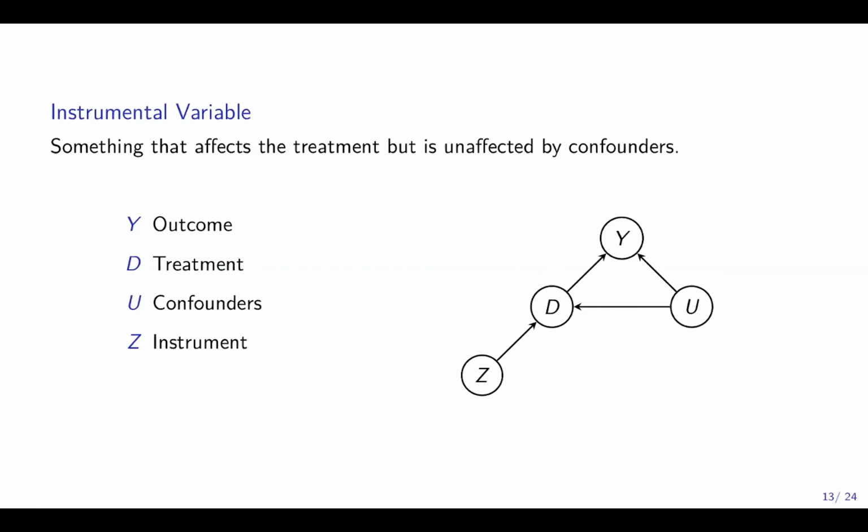The reason that we need an instrument in the first place is that we're worried that there might be some important confounders that we can't observe. If we observed all the confounders, then we could just do matching. There'd be no point for the second part of my talk.